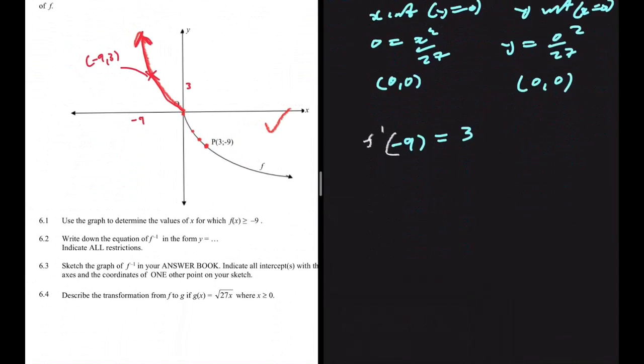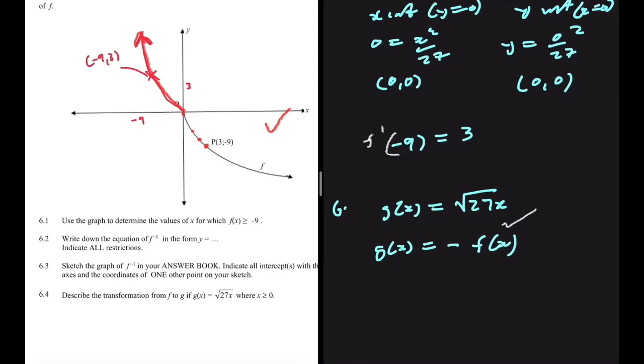Determine the transformation from f to g if g of x is equal to the square root of 27x. What is different between g of x and f of x? The only difference we have is that we no longer have the minus sign here. So what does that tell us? Well, it means that g of x is equal to minus f of x, because when you substitute f of x here, minus and minus are going to cancel out, and this is what we call a reflection about the x-axis.